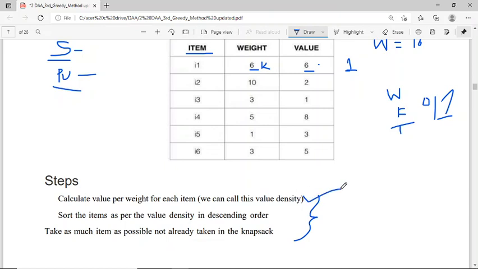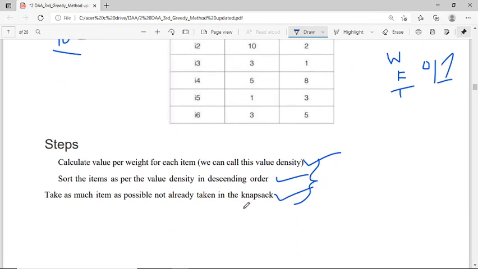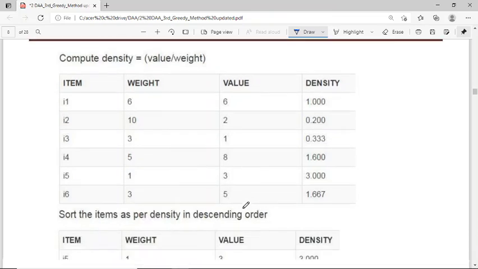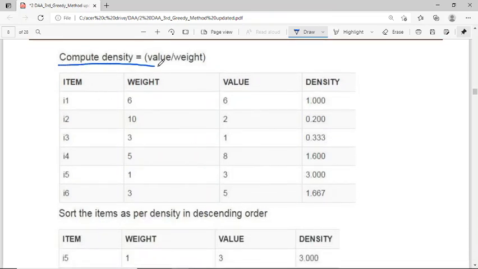The first one is, we need to divide to do the calculation. Second one, descending order, the item with the highest density, meaning profit, we need to keep first. And the last one is, if it is already taken, no need to take it into the knapsack. So compute density, which is value by weight. How are we getting this? 6 by 6.